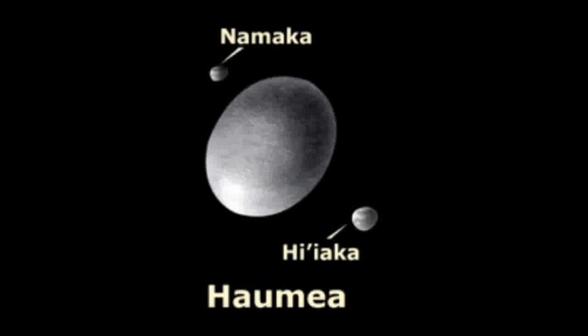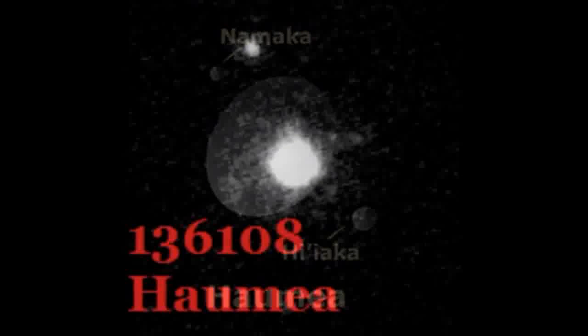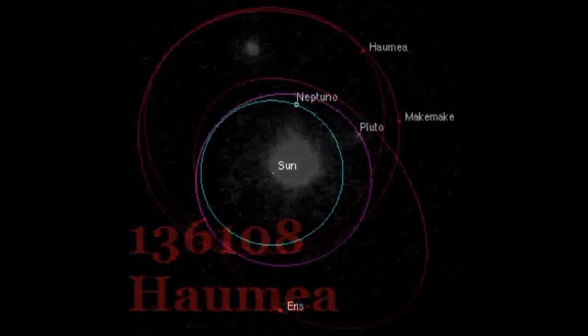It has two very small moons, Hiiaka and Namaka. It's believed that these moons were originally part of the same planet, but the impact broke apart the planet as it was, making it a small, strangely shaped object with two very small moons.